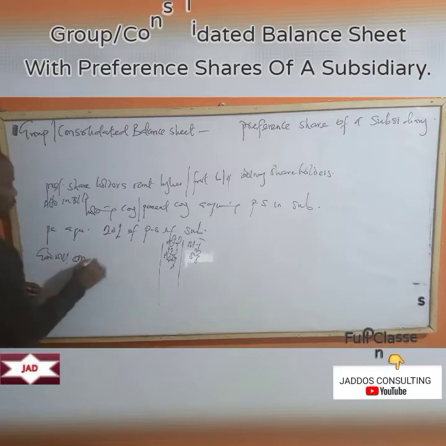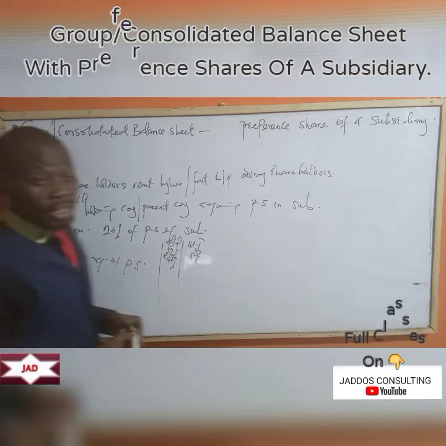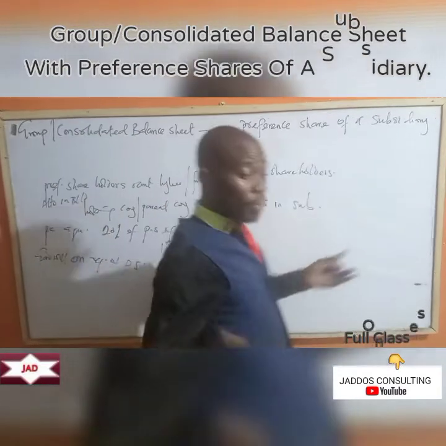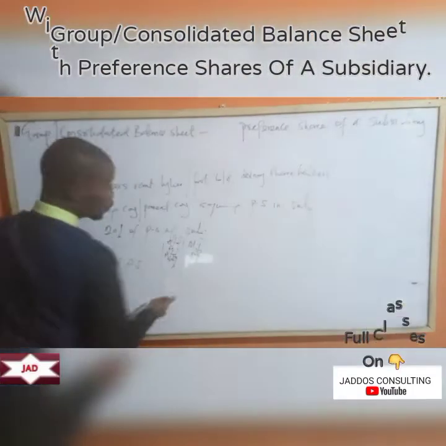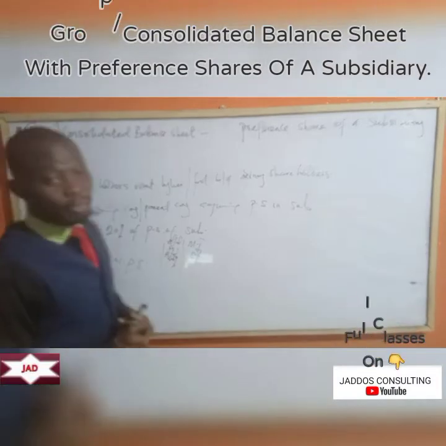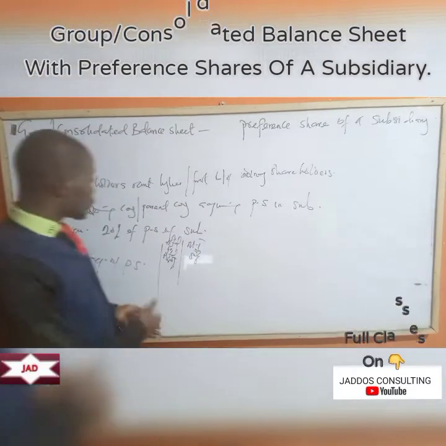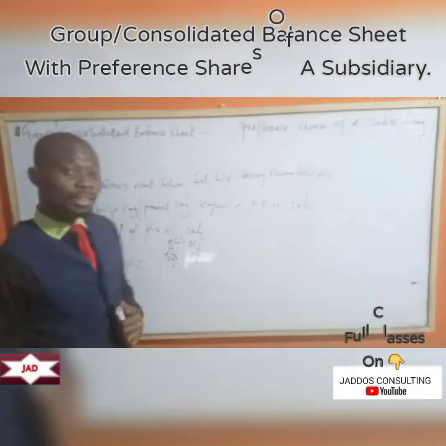on our acquisition of preference share. Okay? So at the end, we now dissolve the goodwill in the preference share column, so that we can have one goodwill. So of course, you're going to have to dissolve the goodwill in the preference share column and then bring it to the ordinary share column.